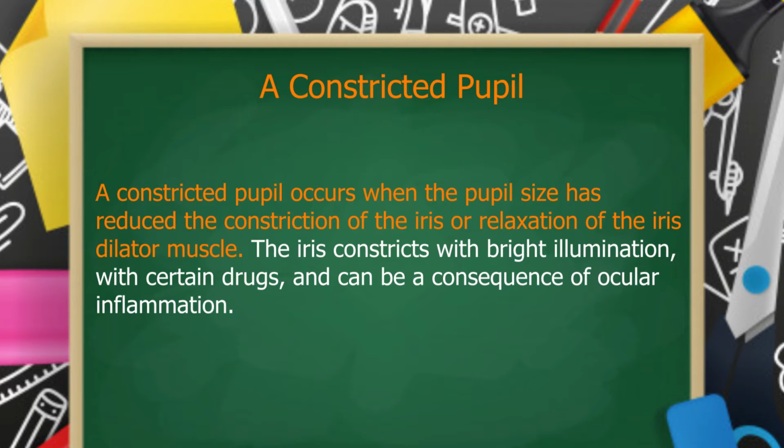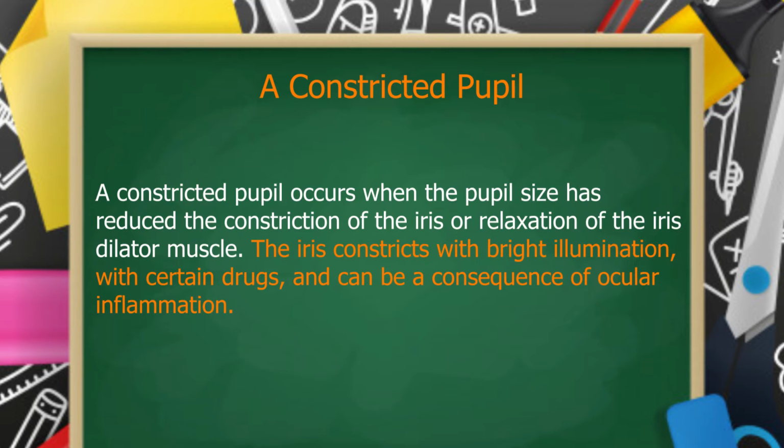Constricted. A constricted pupil occurs when the pupil size is reduced due to constriction of the iris or relaxation of the iris dilator muscle. The iris constricts with bright illumination, with certain drugs, and can be a consequence of ocular inflammation.